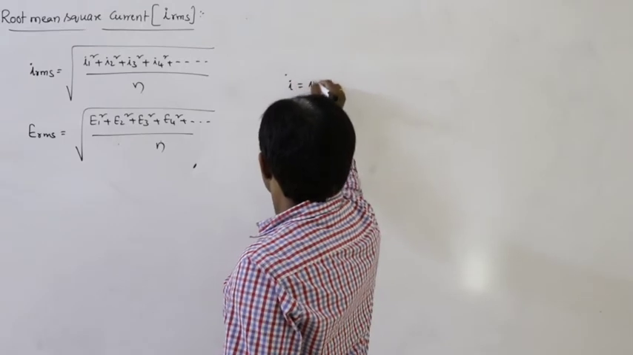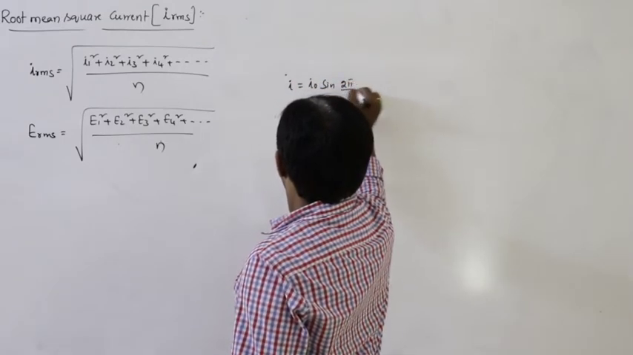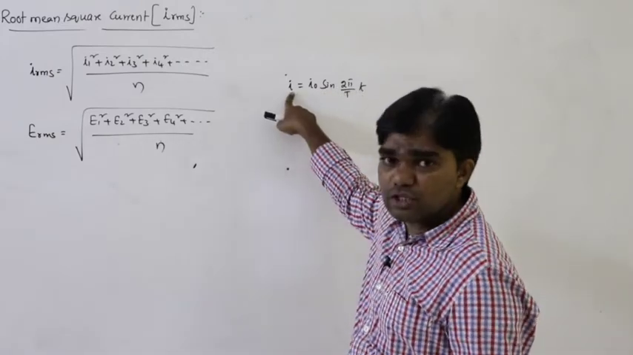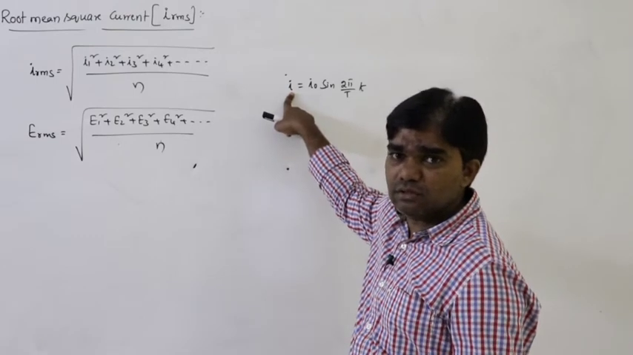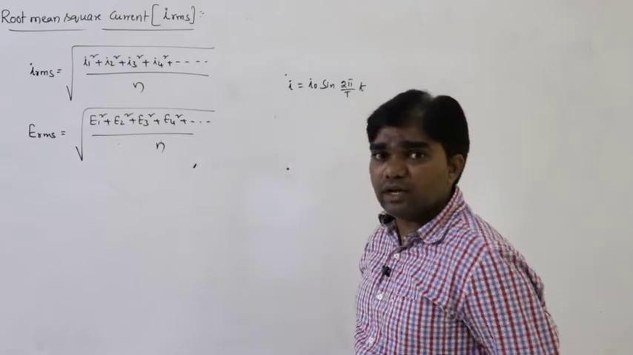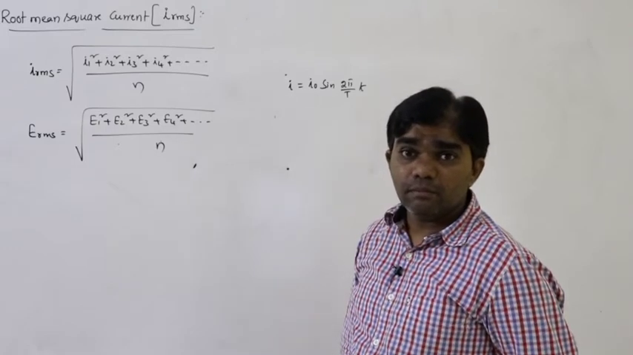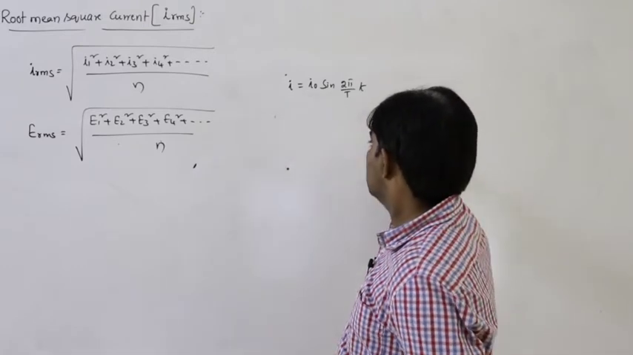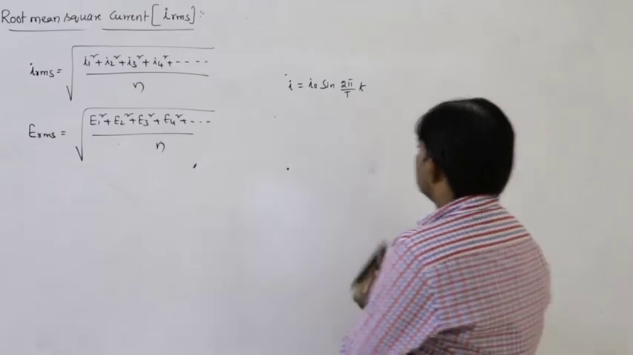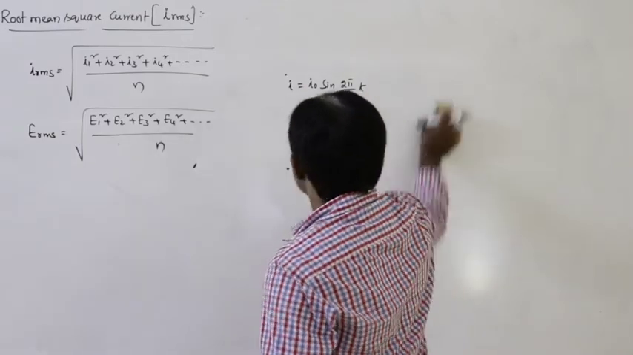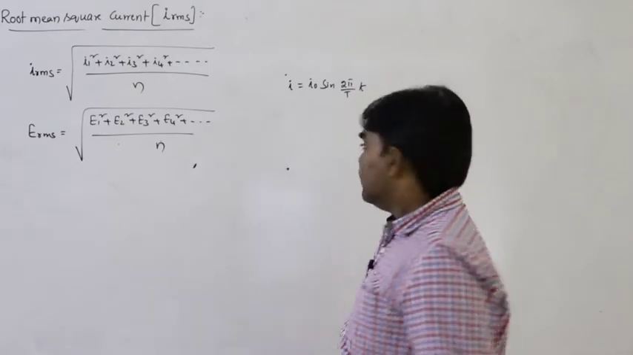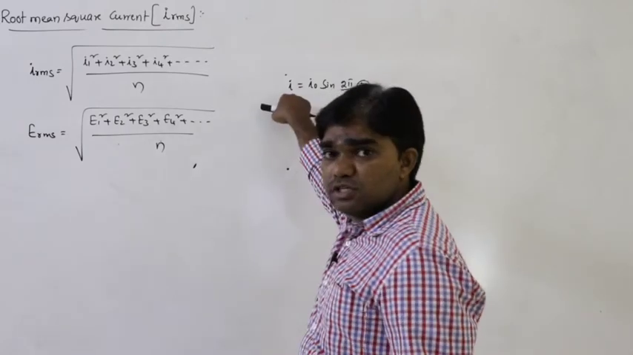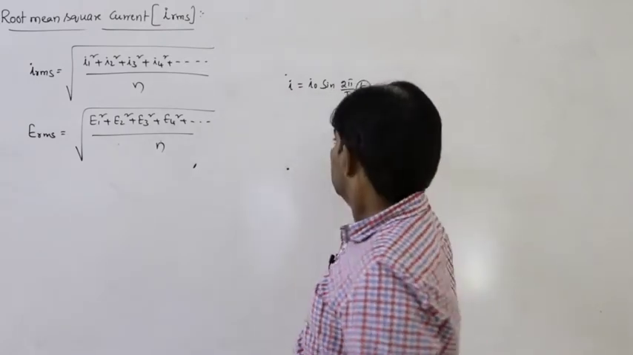Generally I is equals to I naught sine of 2 pi by T into small t, that is the alternating current. So this value continuously varies with time in magnitude and direction. The magnitude and direction of the current continuously vary with time. So that's why I is equals to I naught sine of 2 pi by capital T into small t. So if the time value changes, I value also changes for 1 second, 2 seconds, 3 seconds, 4 seconds. That depends on the time period.